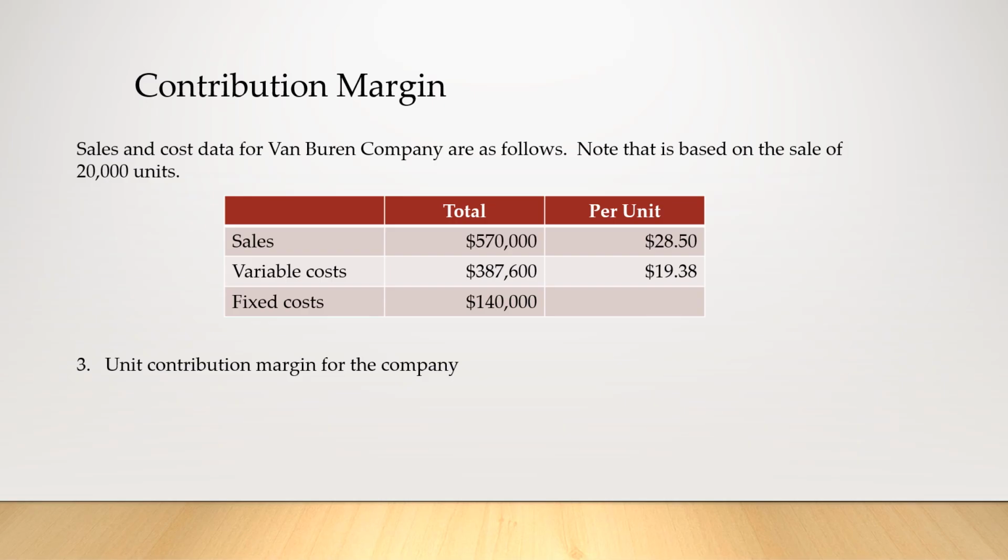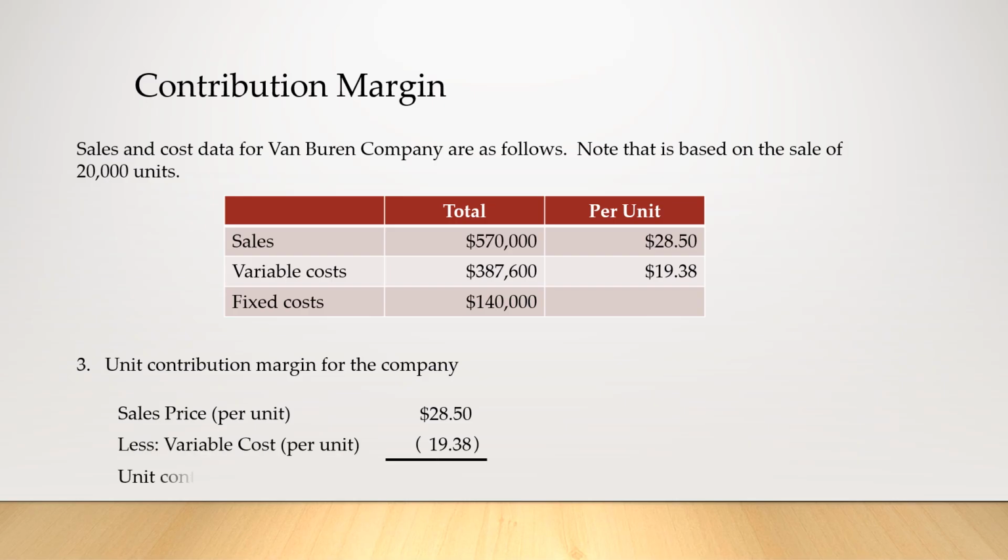Number 3, calculate the unit contribution margin for the company. You could probably guess what this calculation is. If the total contribution margin was based on total data, then the unit contribution margin is based on the per unit data. Simply take the difference between the sales price per unit and the variable cost per unit. The unit contribution margin comes out to $9.12 per unit.